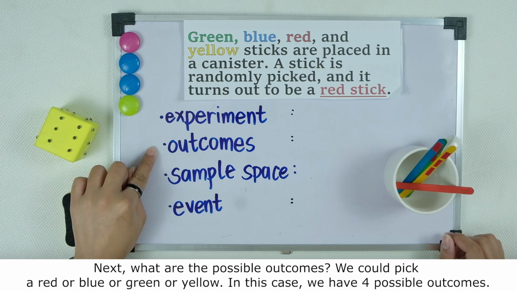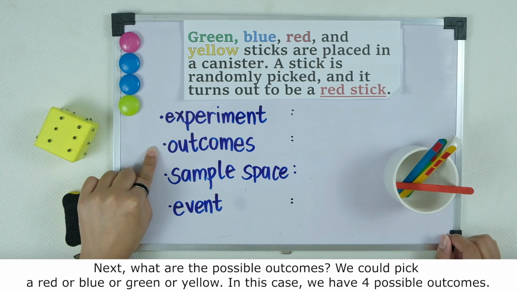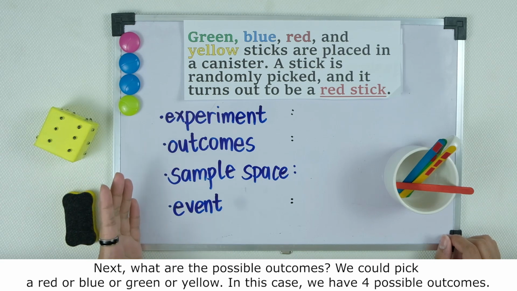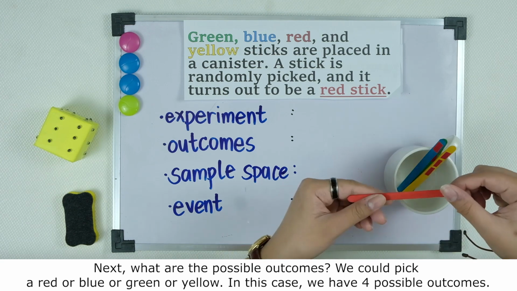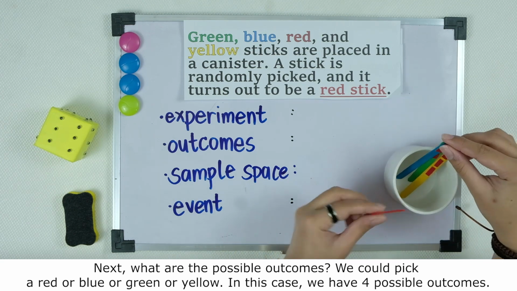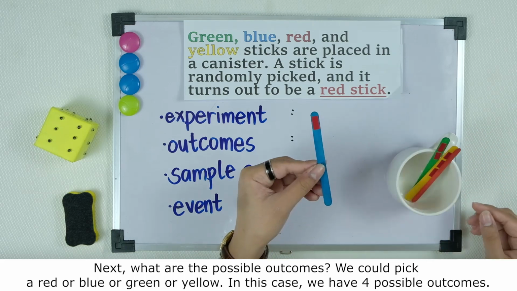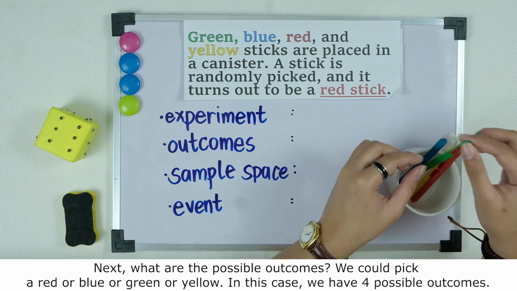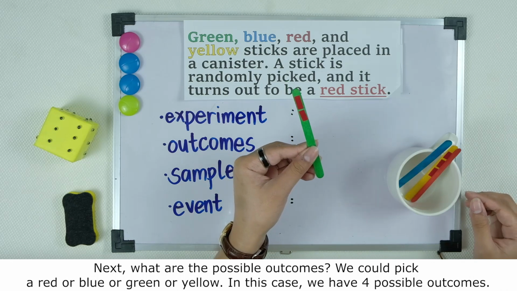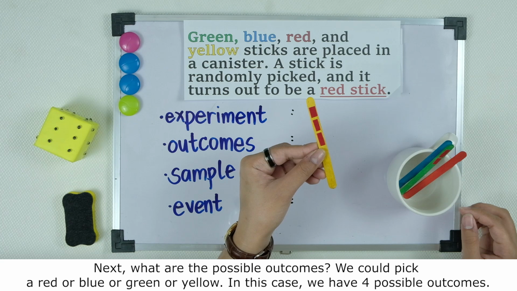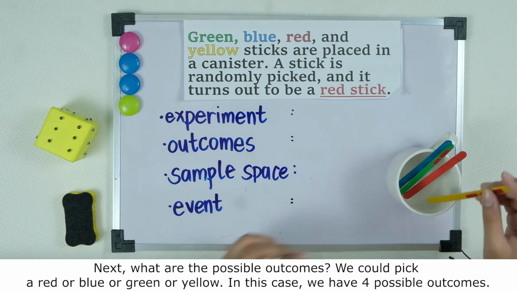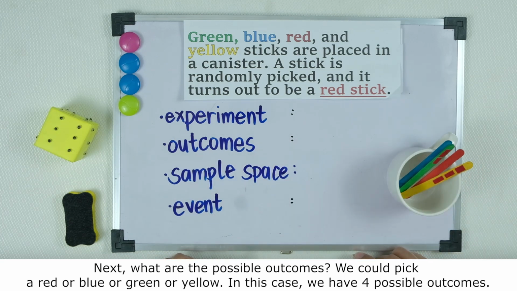Now, next would be the outcomes. What are the possible outcomes? We could pick red, or we could pick a blue stick, or we could pick green, and we could pick yellow. In this case, we have 4 possible outcomes.